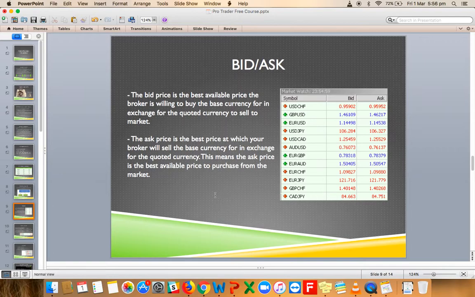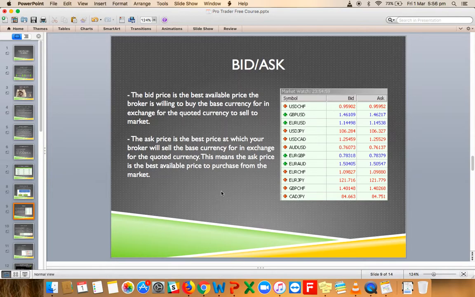So the bid is the price at which the brokers are able to get a particular currency, and they're able to sell to you at that rate. The ask price is the price at which the broker will be selling the base currency in exchange for the quote currency. These things might be a little bit confusing, but you can do a little bit of research on bid and ask, and you will get a clearer picture of what this means. This means that the ask price is the best available price to purchase from the market.